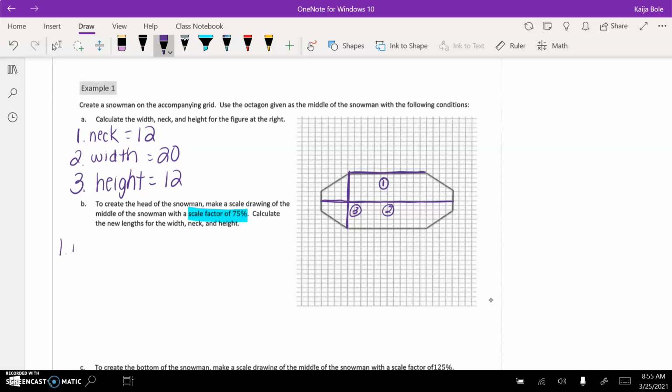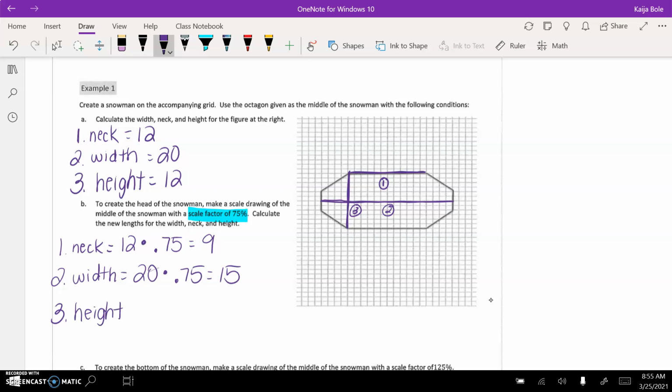So to take our neck calculation, we are going to do 12 times that scale factor, but as a decimal. So times 0.75, and you would get 9. And we're going to do the same thing for the width. So we would take the 20 times 0.75, and you'd get 15. And then the height, it would take 12 again times 0.75, and you'd get 9 again.